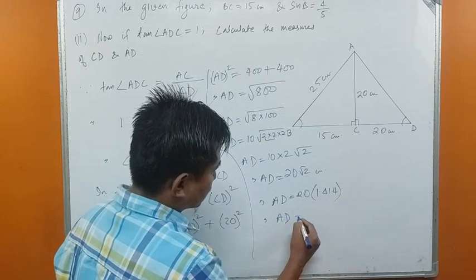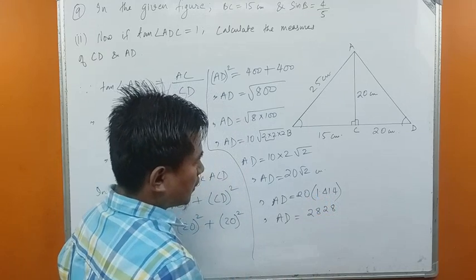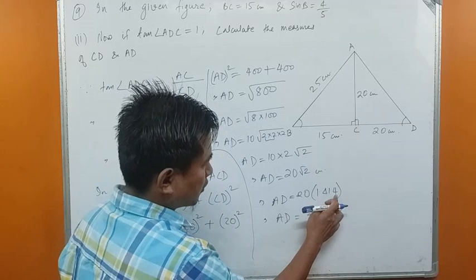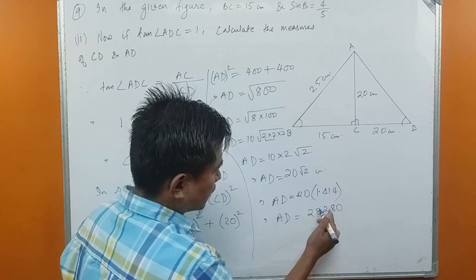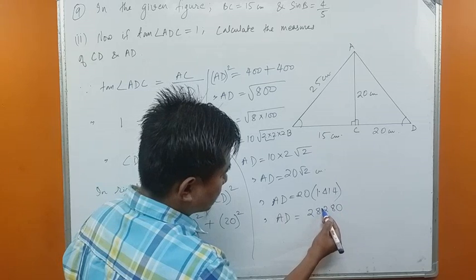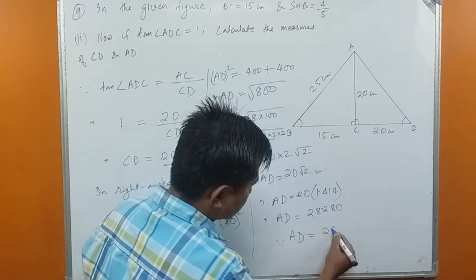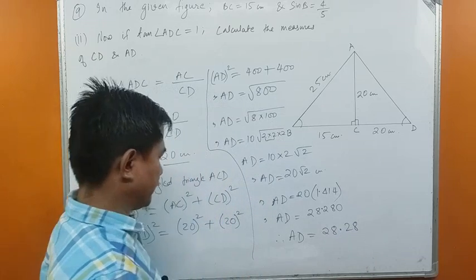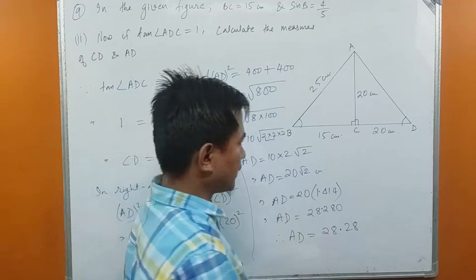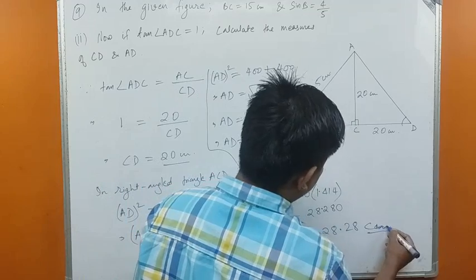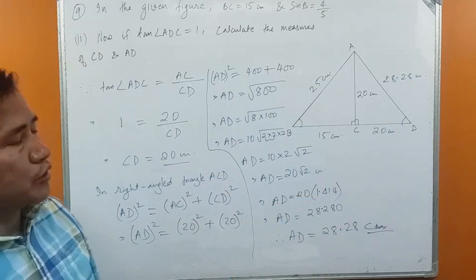Or AD equals 20 into 1.414. 2 4s are 8, 2 1s are 2, 2 4s are 8, 2 1s are 2. So we have 0 here. Let us put this 0 here. There is a decimal point before the 3-digit number, so we put a decimal point before 1, 2, 3. So 28.280, which means AD equals 28.28, since 0 has no value after the decimal point. We were asked to find CD and AD. So CD is 20 centimeters and AD is 28.28 centimeters.